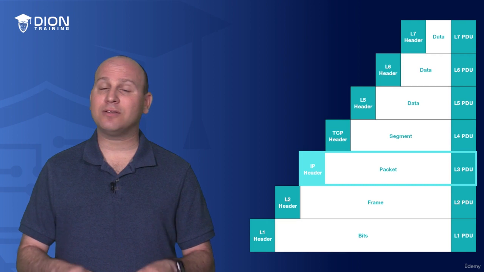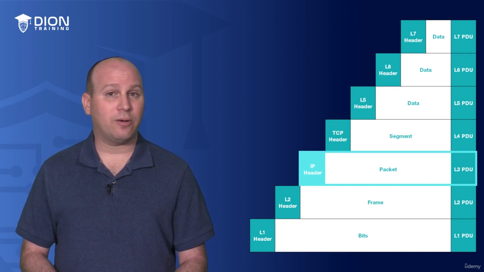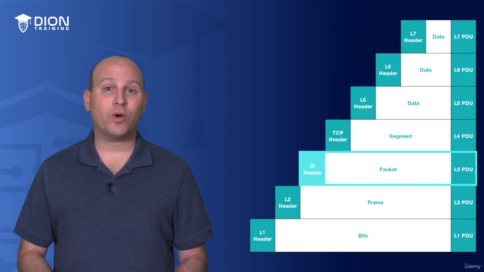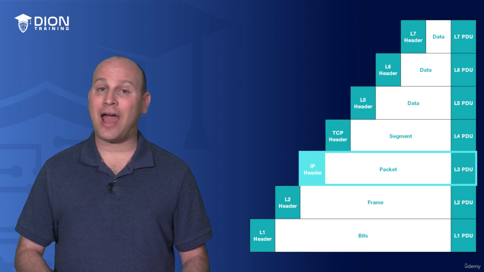Next, let's move down to layer 3, the network layer. As we move down another layer, we're going to again encapsulate the data and add a header.